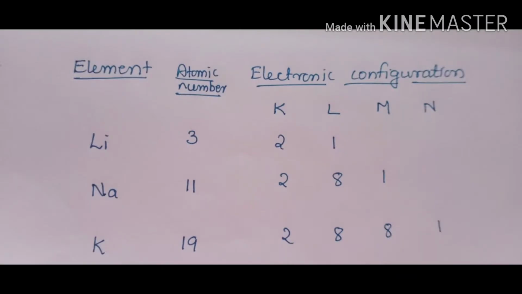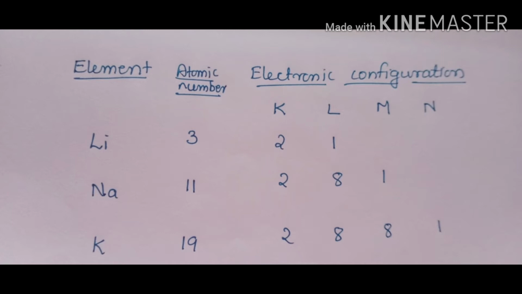For example, these are the three elements, that is lithium, sodium and potassium in the first group. Atomic number of lithium is 3 and its electronic configuration is 2, 1. Atomic number of sodium is 11 and its electronic configuration is 2, 8, 1. Atomic number of potassium is 19 and its electronic configuration is 2, 8, 8, 1. In all these elements, the number of electrons in the outermost shell, that is, the number of valence electrons, is 1. Thus, within a group, all elements have the same number of valence electrons.